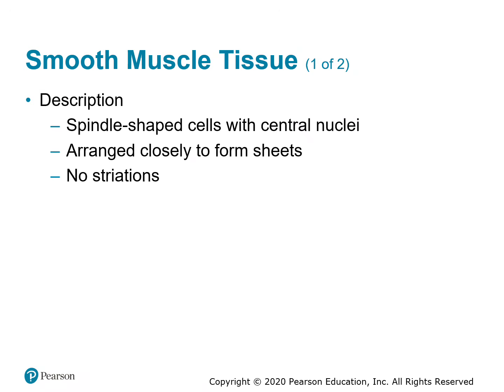Last type of muscle, smooth muscle. Pretty spindle shaped with one single nucleus. They're pretty close so that they form these sheets. And the thing that makes them special is that they have no striations. They are smooth. Okay?